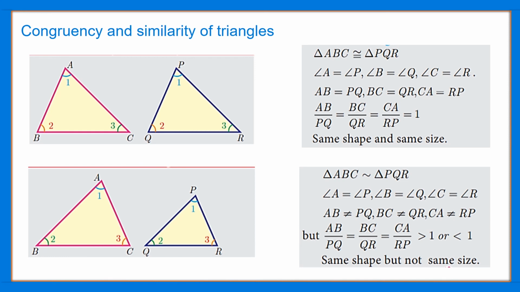If we get a pair of triangles in which their angles are the same, their shapes are the same but not the size, that is, their sizes are proportional, then we say that the two triangles are similar. So from these two, we are able to see that congruency and similarity differ only in the size of the figures.